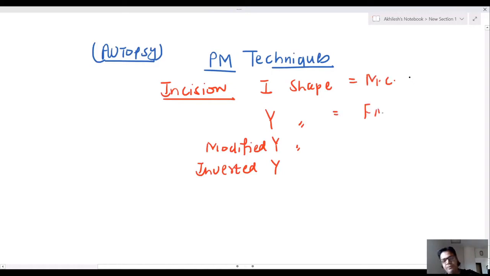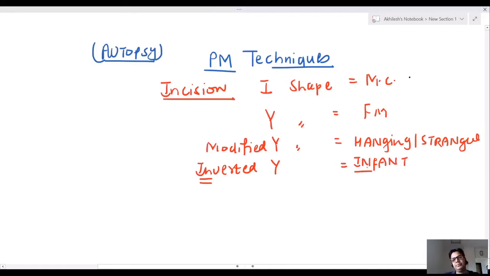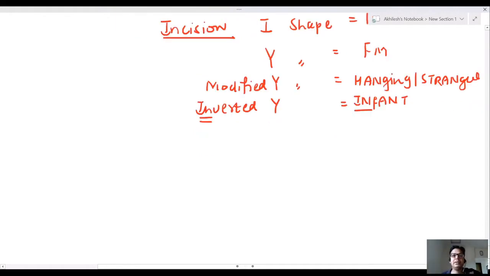Y shape is generally used in females. Modified Y shape is used in hanging and strangulation. Inverted is IN for infant. So these are 4 types of incision. In the Y, the female breasts are not involved, so that we can retain the female breast. How to remember inverted? IN for inverted and IN for infant. That's very simple. These are incision methods.